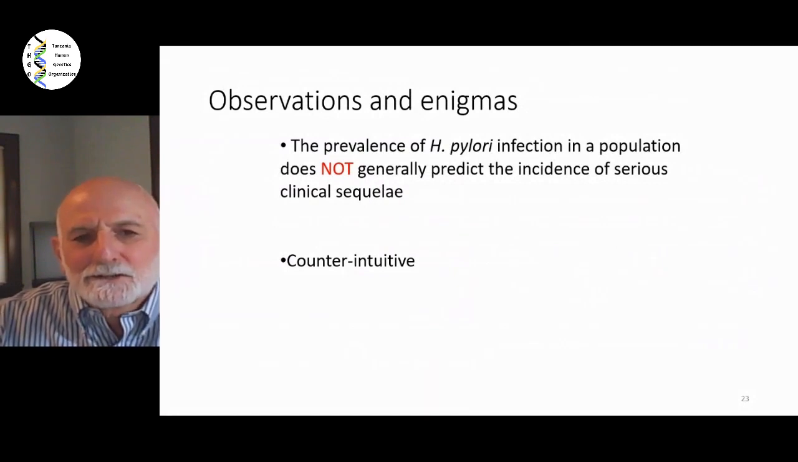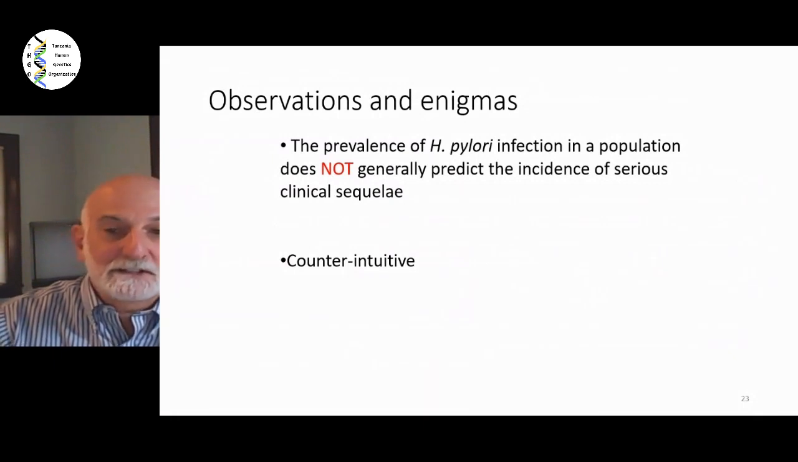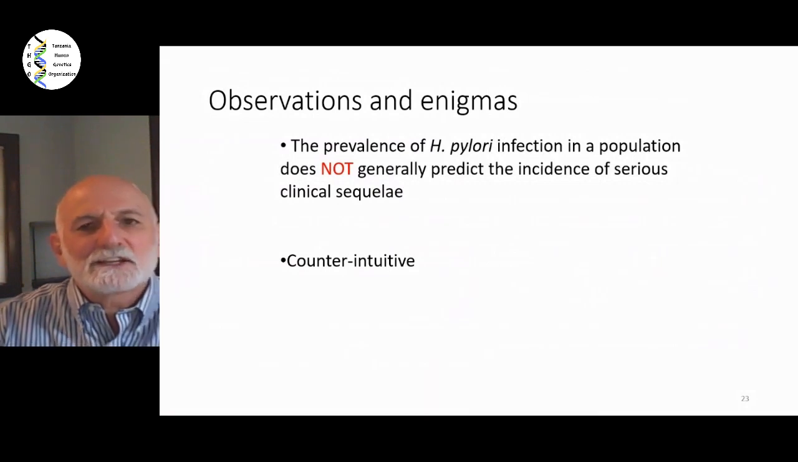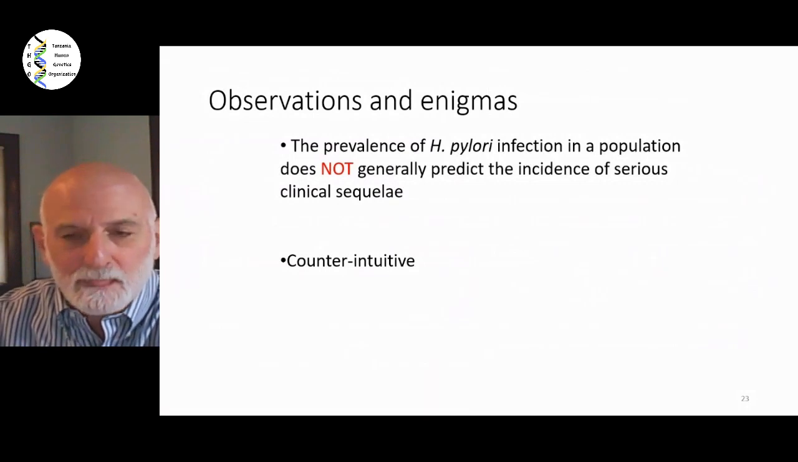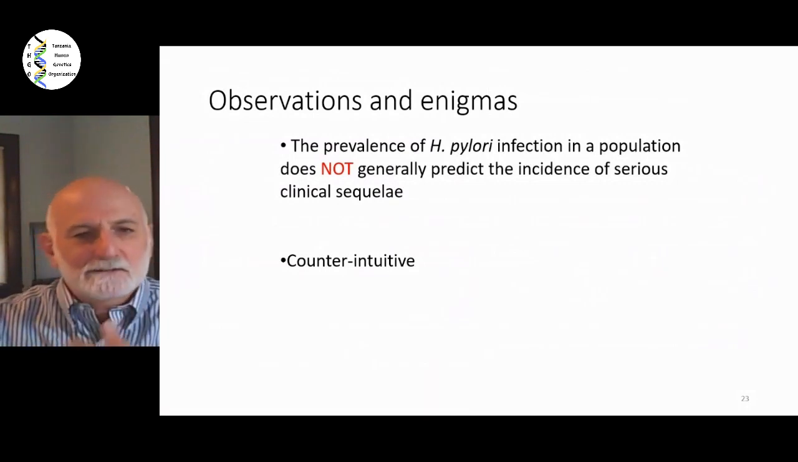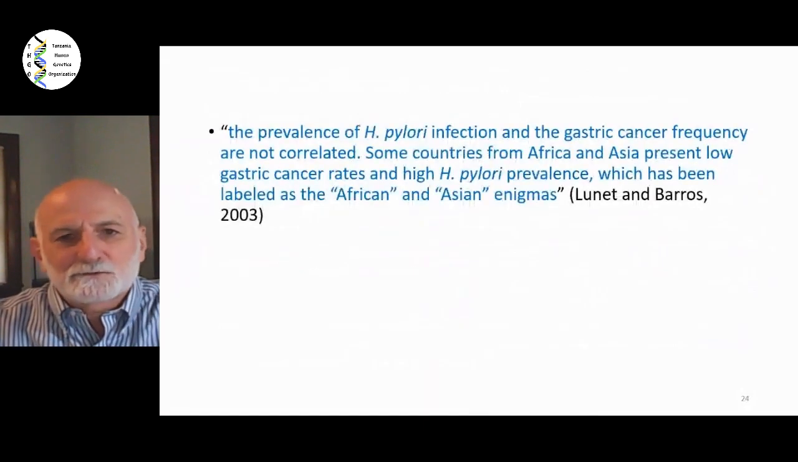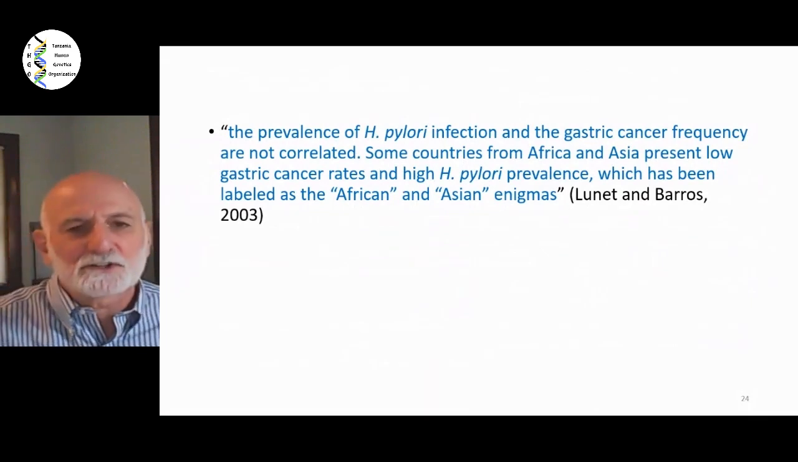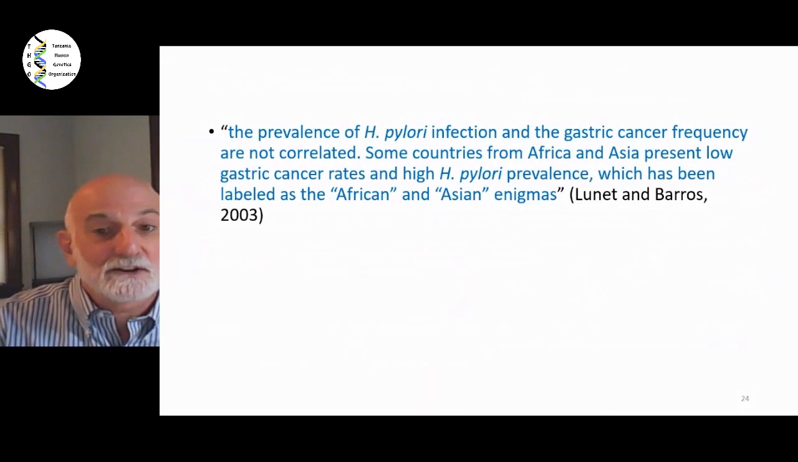So here's the enigma. The prevalence of H. pylori infection in a population does not generally predict the incidence of serious clinical sequelae. It's a counterintuitive thing. You would think the more people that get infected, the more likely you are to see disease. And I said that the highest rates of infection are in sub-Saharan Africa. Well, that gives rise to what's referred to as the African enigma. And the same thing is true for certain Asian populations. So the frequency of infection and gastric cancer are not correlated.